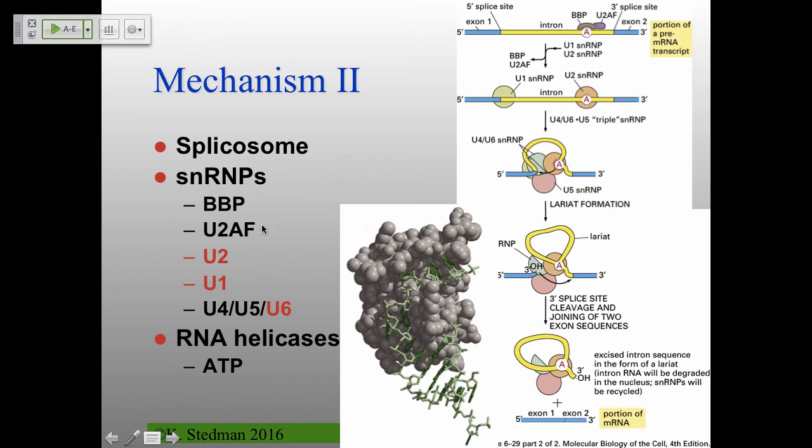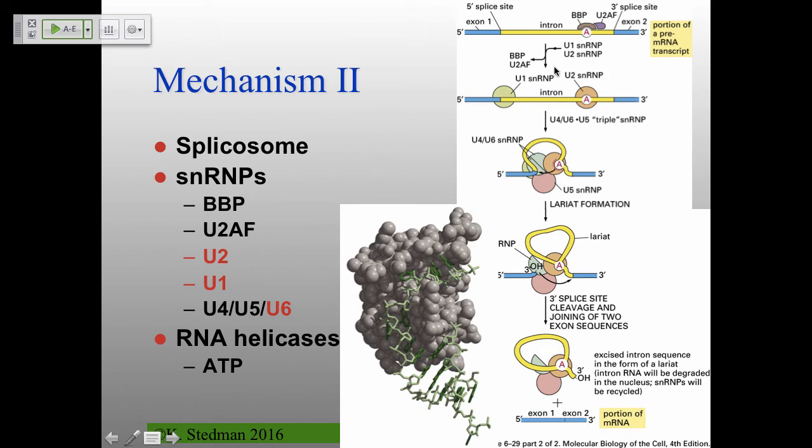U2AF. Whenever you see an F, what are you going to think about? F is factor, it's going to be a factor, exactly. And factors are what? Proteins, exactly. So here we've got a U2, and in terms of that, it's an activating factor. So it's going to interact with the U2 snRNA as an activating factor.